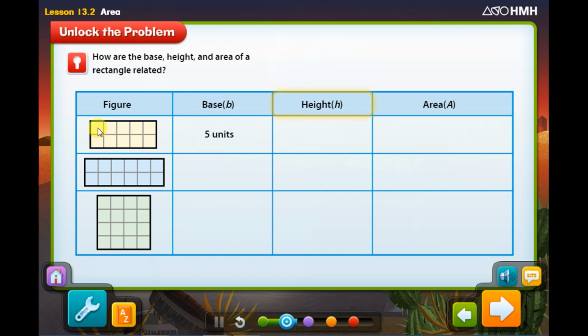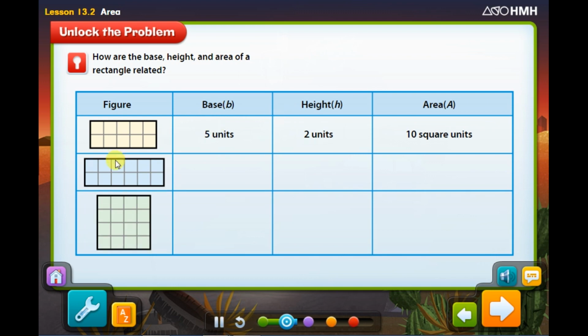So the height again is 2. The base is 5 units in each row. And the area is 10 squares in all. There are 2 units in the height. So what's the area of this rectangle? Count the square units. The area is 10 square units. It takes 10 square units to cover the rectangle.